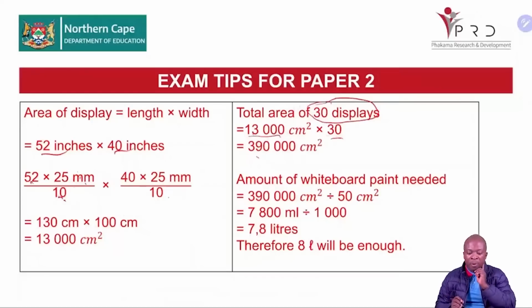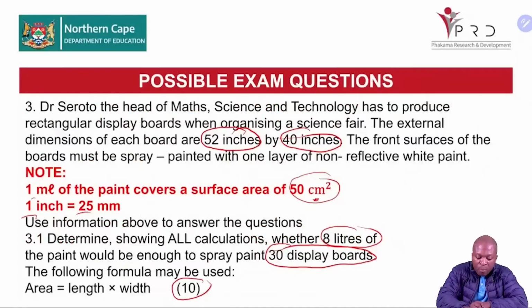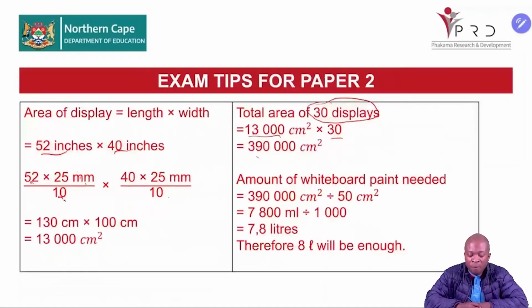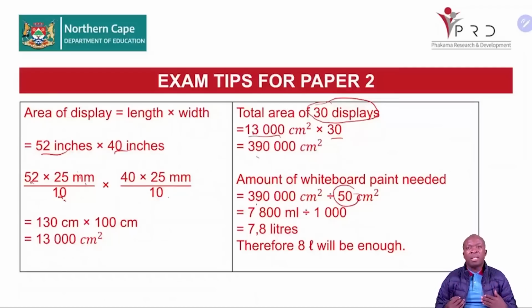But remember, the examiner said every one, let's go back so you can see it quickly. The examiner says every 1 milliliter of paint is able to paint a space of what? 50. So since we have got 390,000, we are going to divide it by 50 so that it will tell us how many milliliters we need. It means we are going to need 7,800 milliliters.